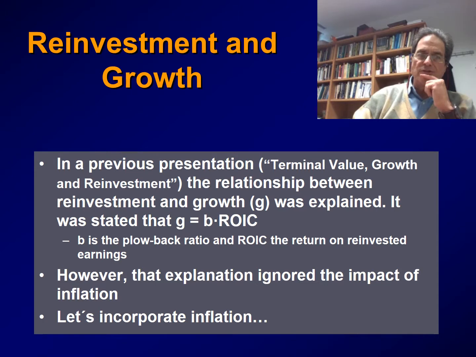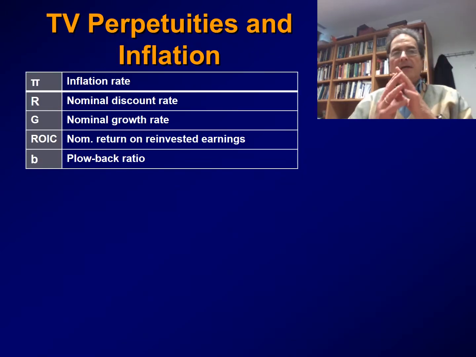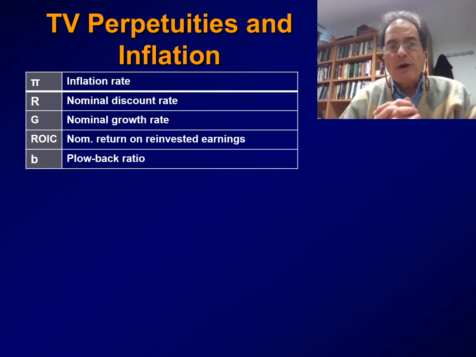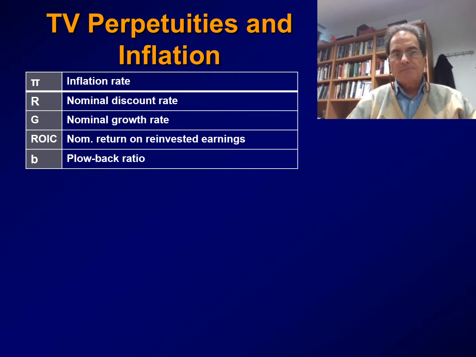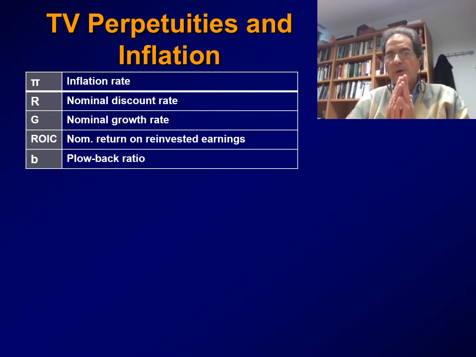Let's incorporate inflation. Let's define the inflation rate as P. R will be the nominal discount rate. G is the nominal growth rate. ROIC, as we already know, is the nominal return on reinvested earnings. And B is the plowback ratio.